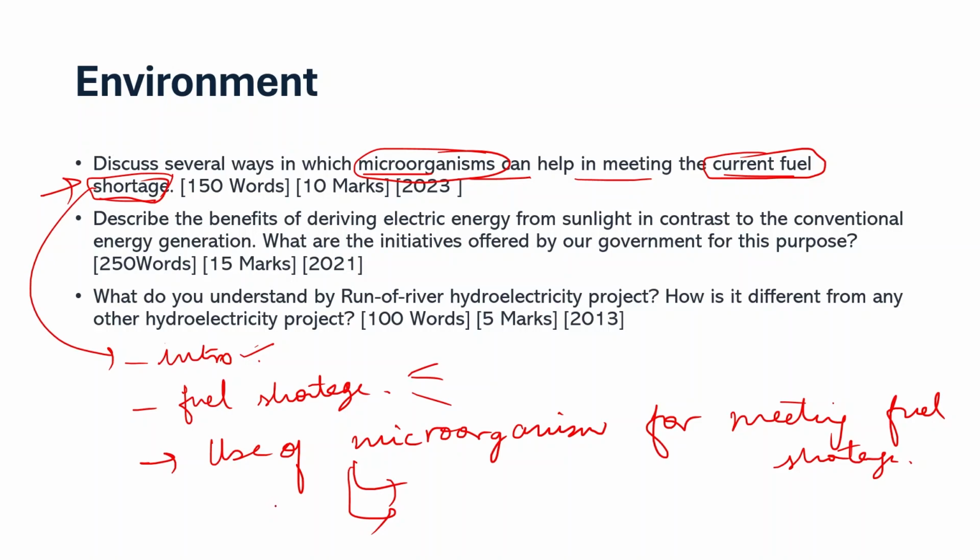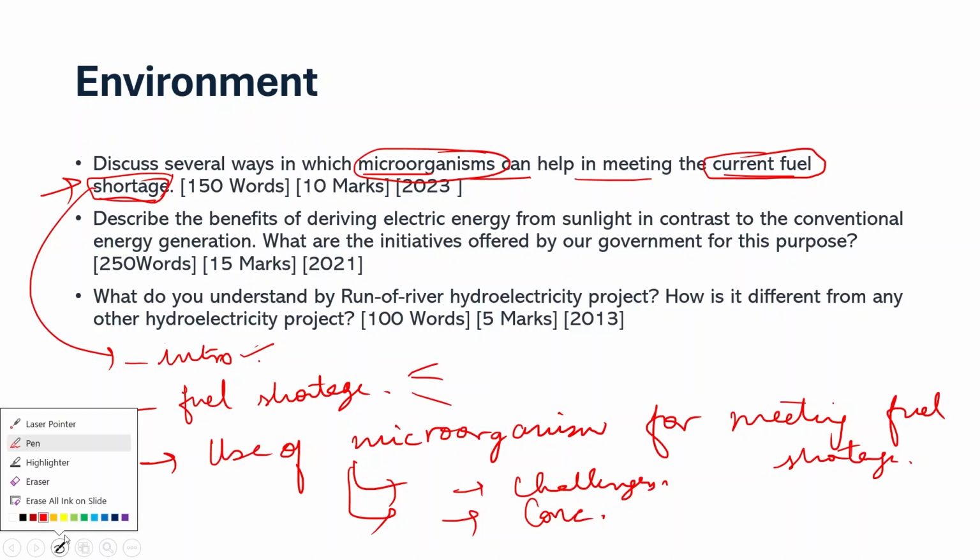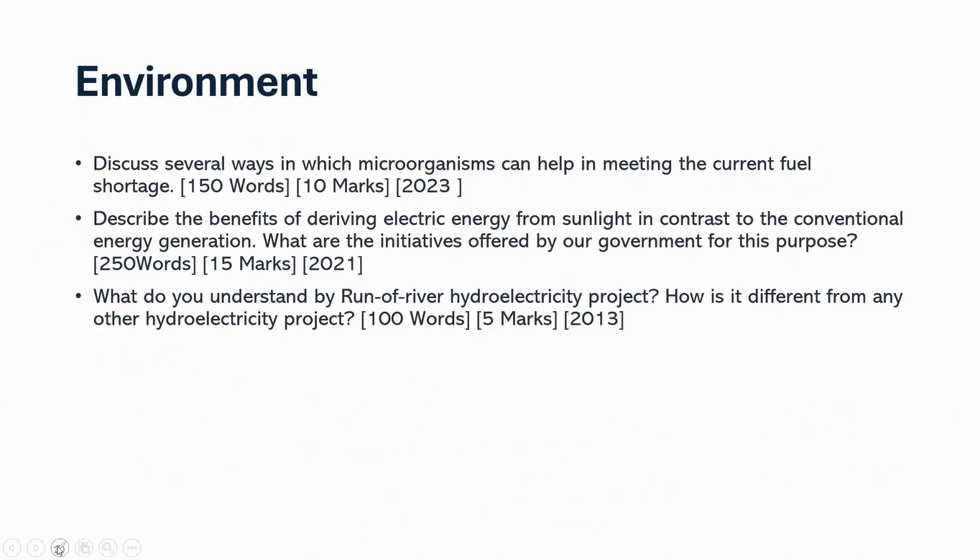So you write all those points and then you can write the conclusion, right? And if you have time or if you have space, you can write about challenges also before conclusion, right? Because this is only a 10 marker, challenges are not necessary, but if you want, you can write quick 2-3 quick points on challenges also.